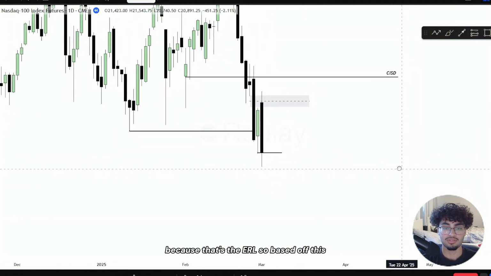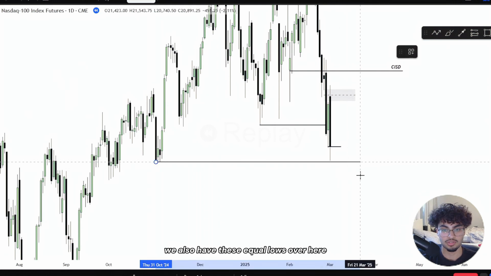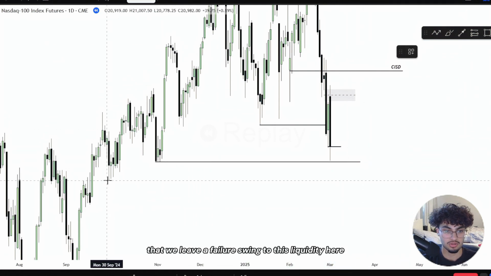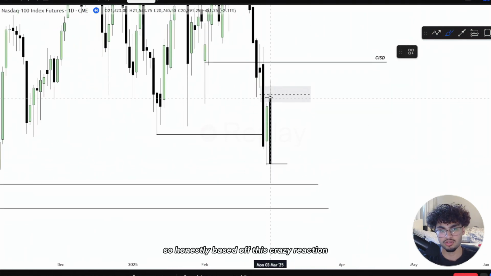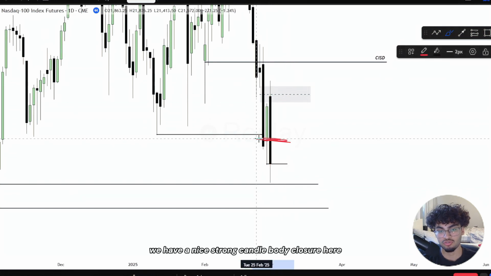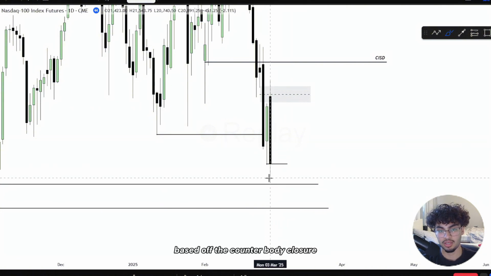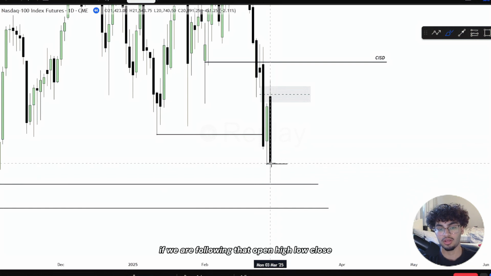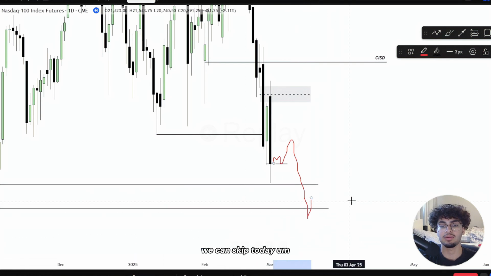So based off this, we also have these equal lows over here that we leave a failure swing to. This liquidity here. So honestly, based off this crazy reaction, we tap into that internal. We have a nice strong candle body closure here, forming a propulsion block. I just want price to dump here. This is just very simple, right? Based off the candle body closure. If we are following that open, high, low, close, we'll open, high, low, and then close. That's what I'm looking for. We can skip the day.